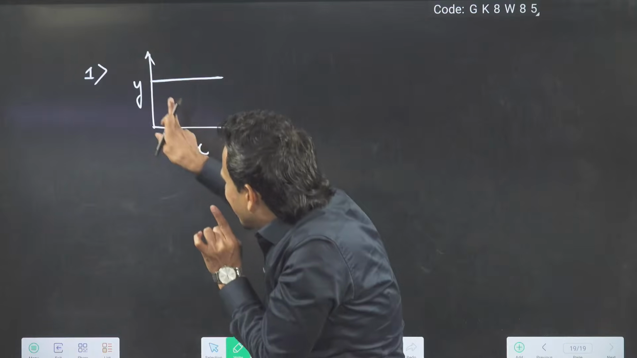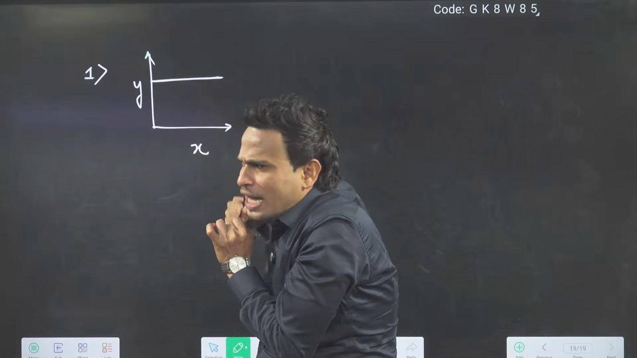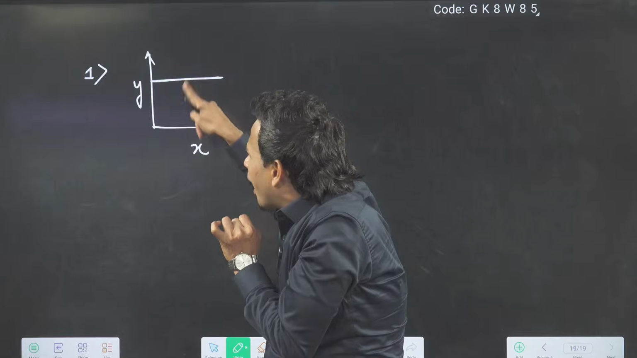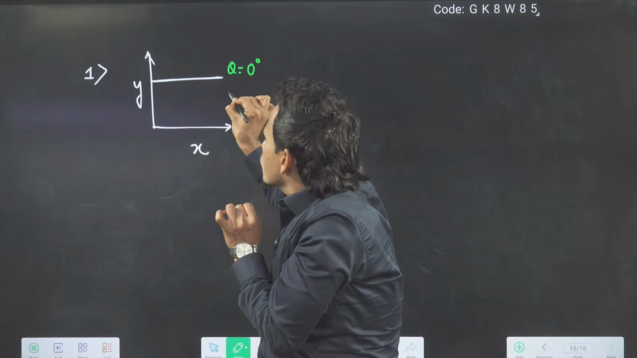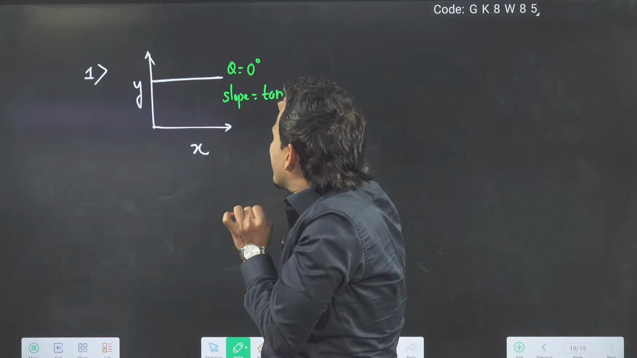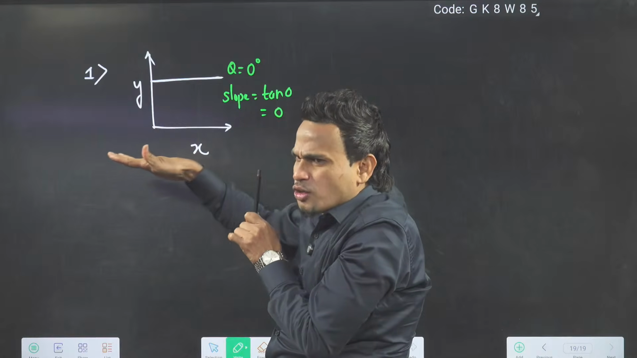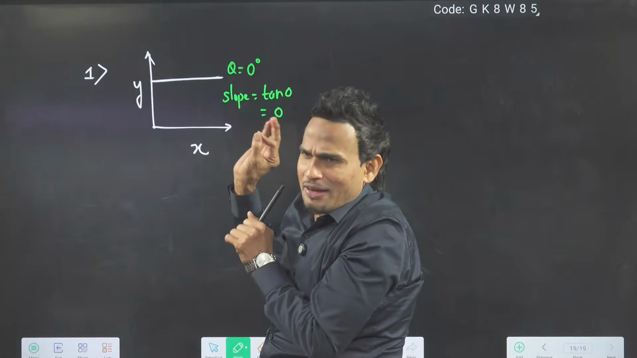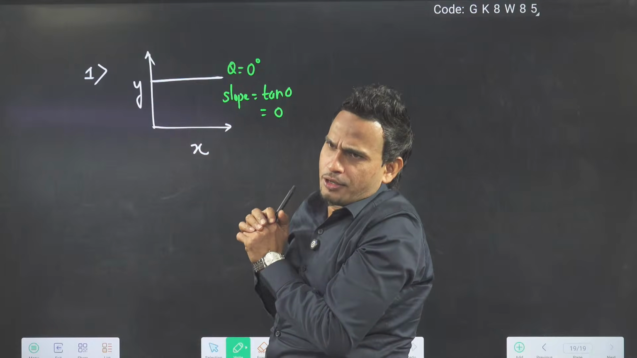Because if you check this graph, it is parallel to the x-axis. Means how much angle is it making with the x-axis? 0 degrees. Slope means tan theta, with theta 0. Whenever your graph is parallel to the x-axis, the slope of the graph will be 0.